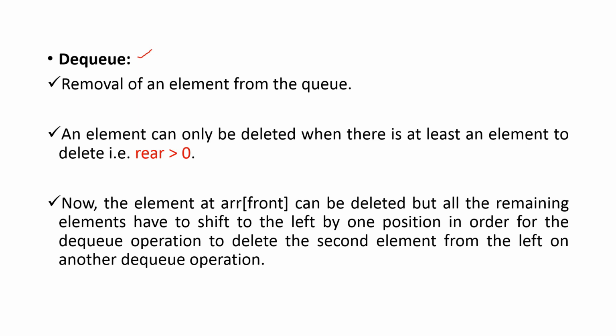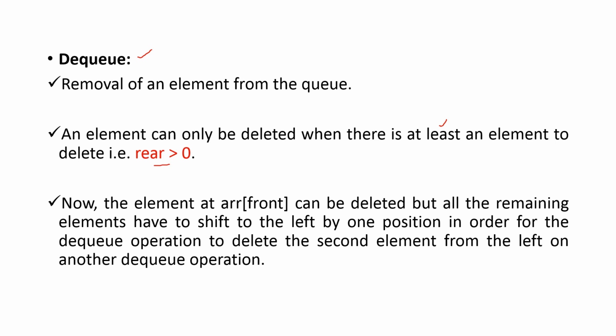If rear is greater than 0, that means at least an element is there in the queue, because 0 is the first index, right? So it is greater than 0. That means an element is there which can be deleted. If no element is there, it shows underflow.